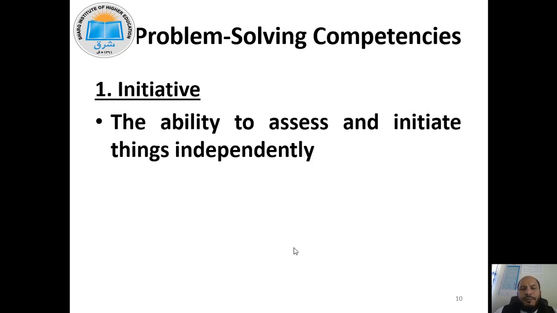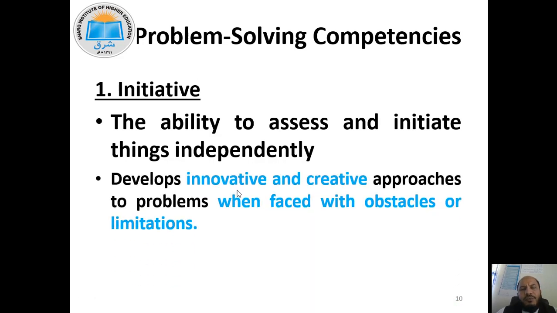What does initiative mean? Initiation is the ability to assess and initiate things independently. Second, the project manager should develop innovative and creative approaches to problems when faced with obstacles or limitations. It is one of the responsibilities of a project manager to handle problems. He or she should have initiative, creative and innovative skills when facing any problem, obstacle or limitation within the projects. So he should use his skills and find a solution for these problems.